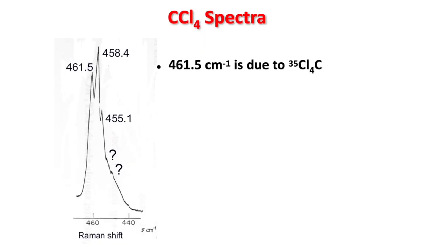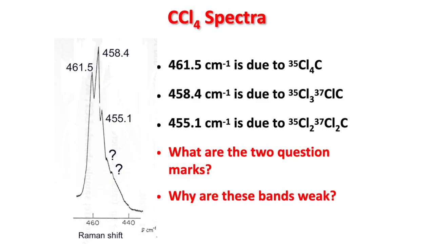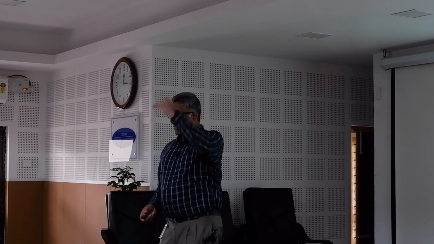So the higher energy is related to all four being Cl35. And as you go on, you can see that the intensity of this is the highest. That is the relative abundance, 3:1 of Cl35 to Cl37. And now you can see that indeed the intensity drops down, because it is very difficult to have all four of them Cl37. So the intensity for all four being Cl37 will be very, very low.